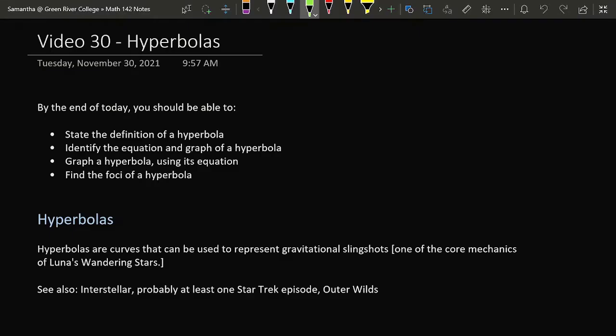So to finish up our lecture on conic sections, and to finish up the final lecture of the course, let's go ahead and talk about hyperbolas. We're going to be able to state the definition of a hyperbola, identify its equation and its graph, sketch a graph of a hyperbola using its equation, and find the focus points of a hyperbola, similar to what we did with ellipses.